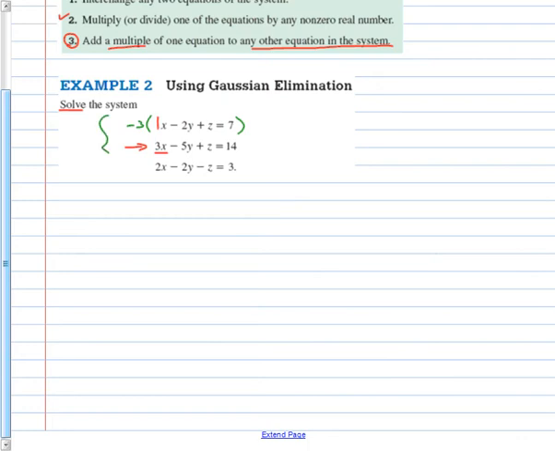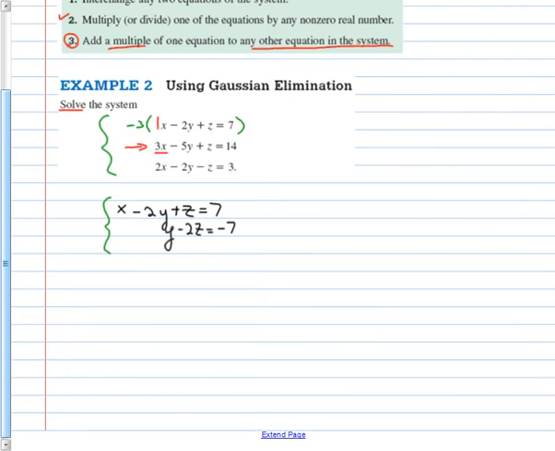So in my next step, I'm going to keep that first equation, x minus 2y plus z equals 7, just like it is. But mentally, we are going to multiply it by negative 3, add it to the second row, and write our answer there in the second row. So negative 3x plus 3x, 0. 6y minus 5y, 1y, y. Negative 3z plus z, negative 2z. Negative 21 plus 14, negative 7. And there we have our second row in the form that we want.